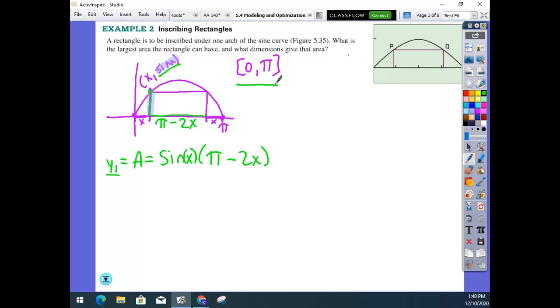Notice how there's just one max. So we're looking for this point right here.